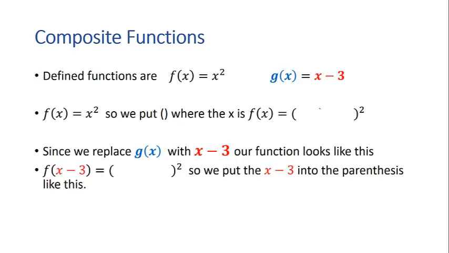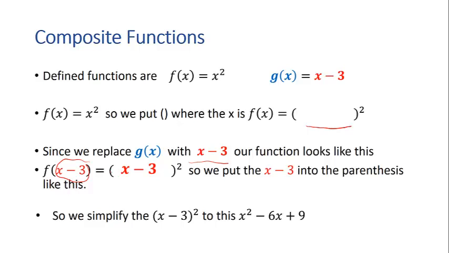So let's take that information. We know that we're going to put what g of x equals into that box. So since we replaced g of x with x minus 3, our function will look like this. F of x minus 3, this is the argument that's going to go into the parenthesis. So x minus 3 simply goes inside the parenthesis. And now we can evaluate and simplify the right side, x minus 3 squared, which will get us x squared minus 6x plus 9.